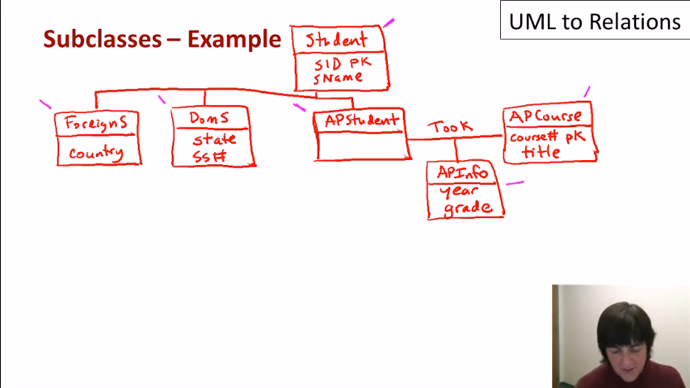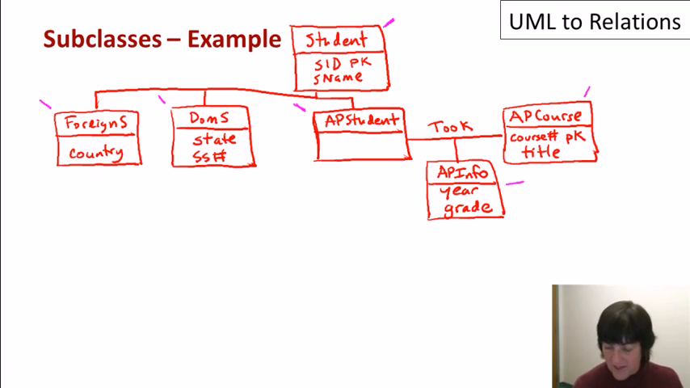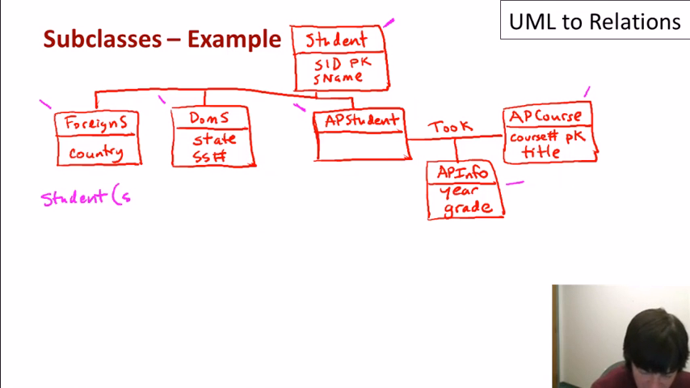So let's translate this to relations, the whole diagram. And we're going to use the first translation from our 3 schemes. So that's the one where the subclass relations contain the superclass keys and then all the specialized attributes. So let's start by generating the relation for the student class, and that's straightforward. That's just the student ID and the student name, with the student ID being the key.